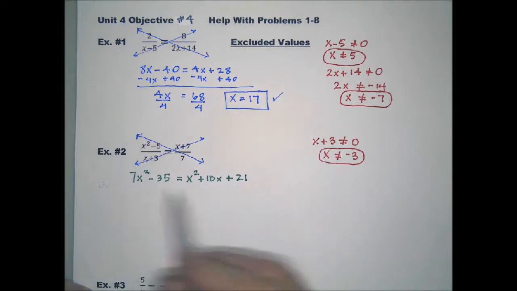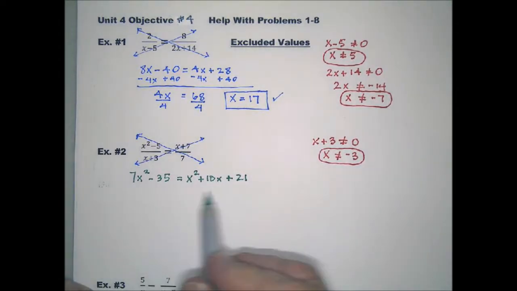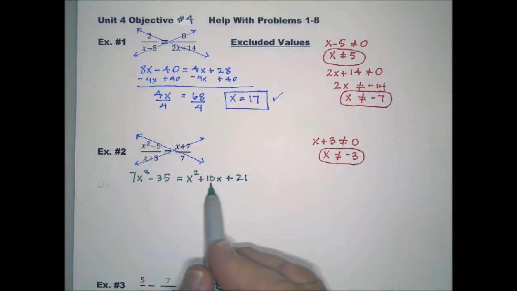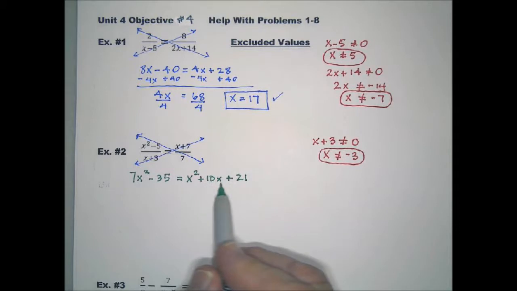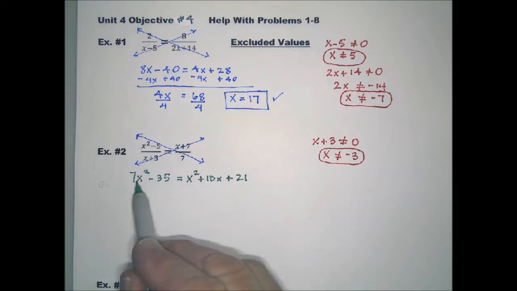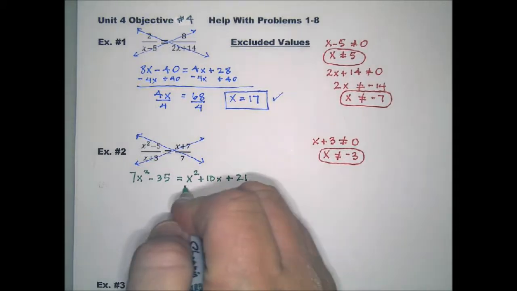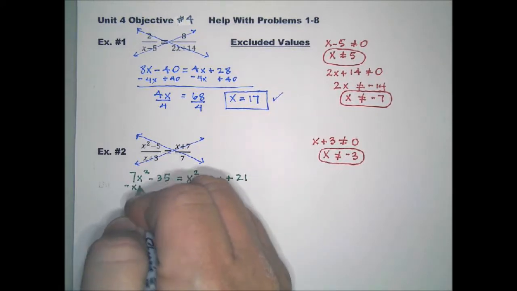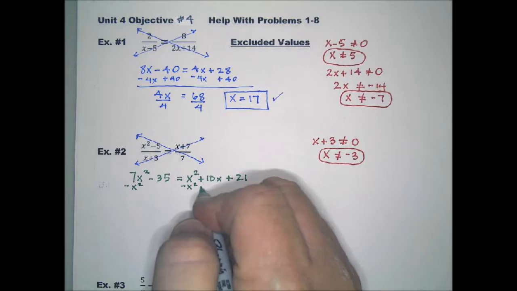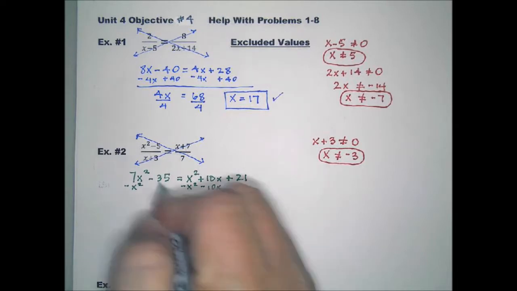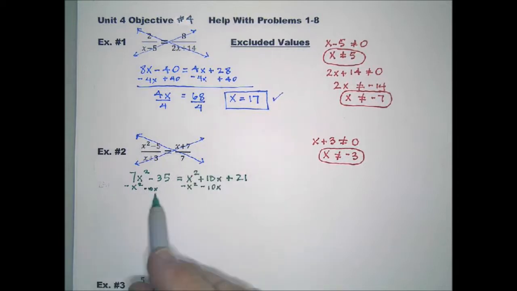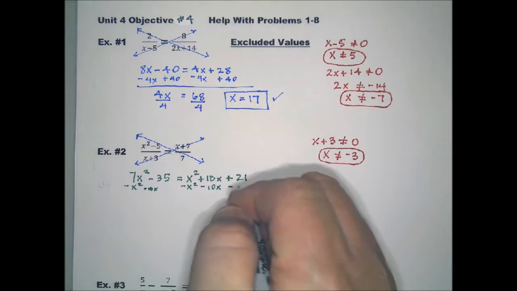Now this is a quadratic. I want to set my quadratics equal to 0. So everything over here on the left, x squared plus 10x plus 21, needs to go over here on the right. So one by one, I'm going to subtract the x squared. I'm also going to subtract the 10x, but it really doesn't have any place to go because there aren't any other terms with just x. And I'm also going to subtract the 21.